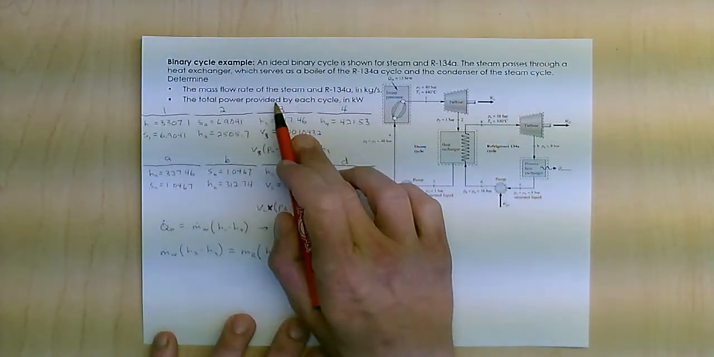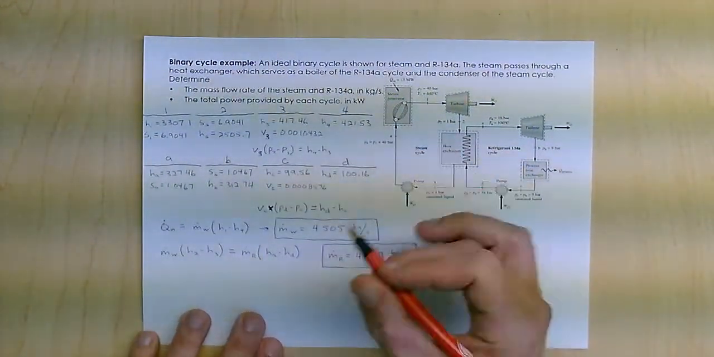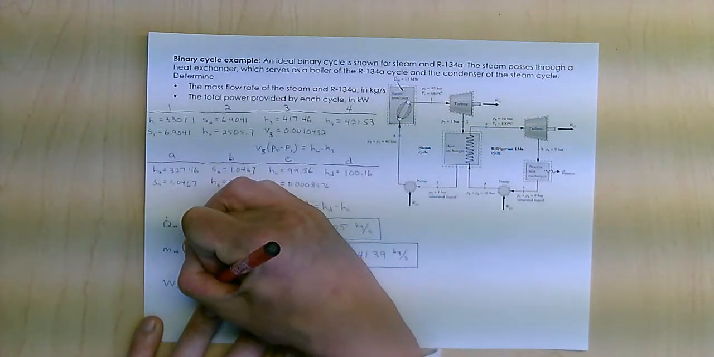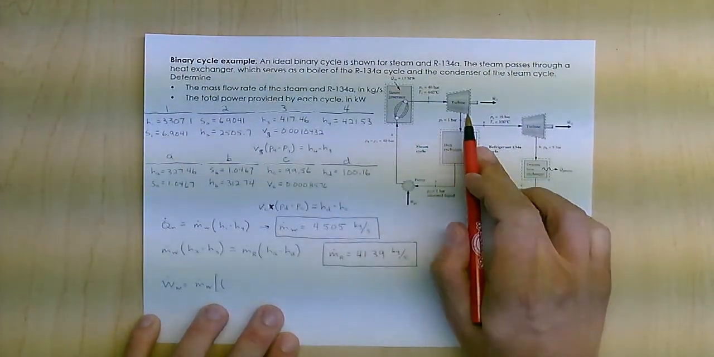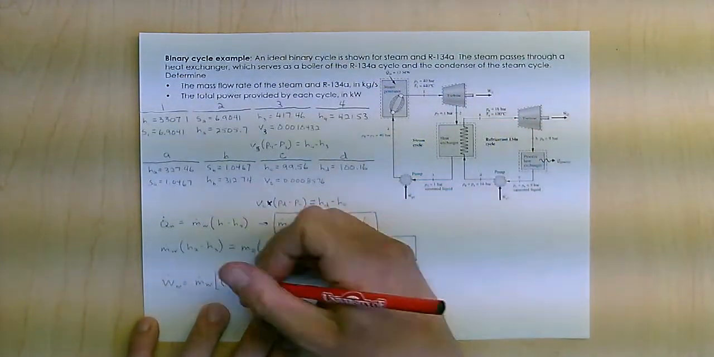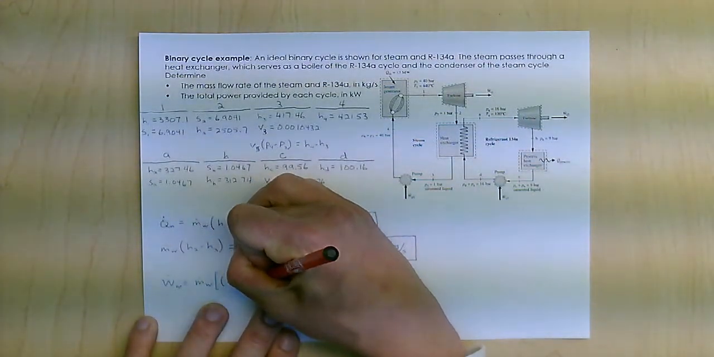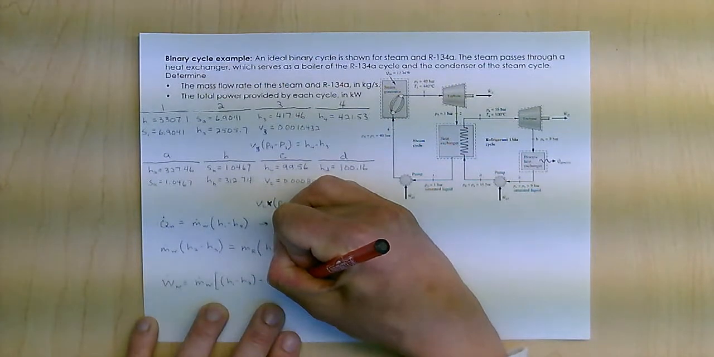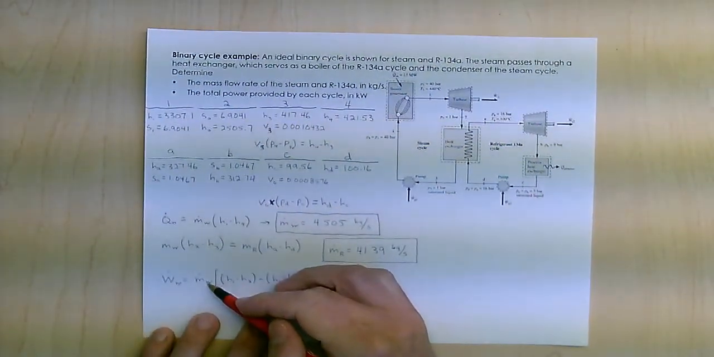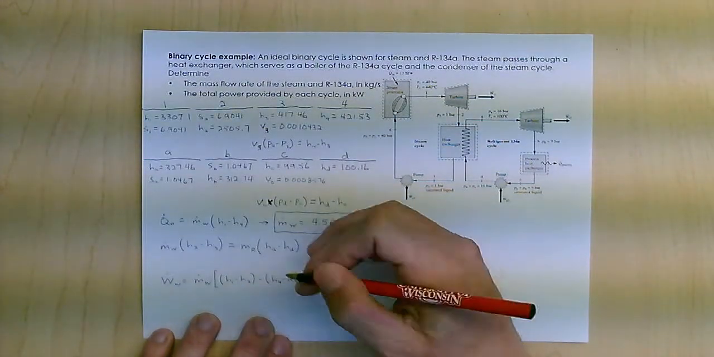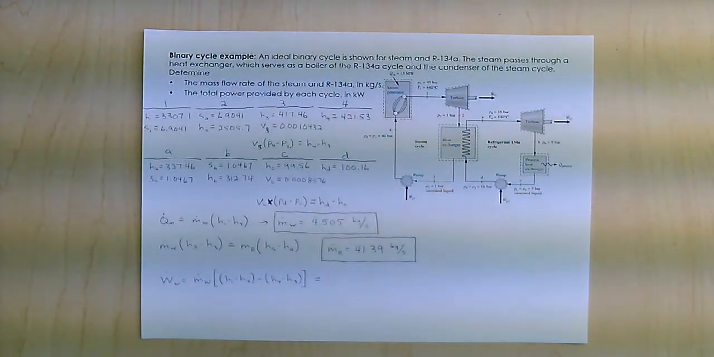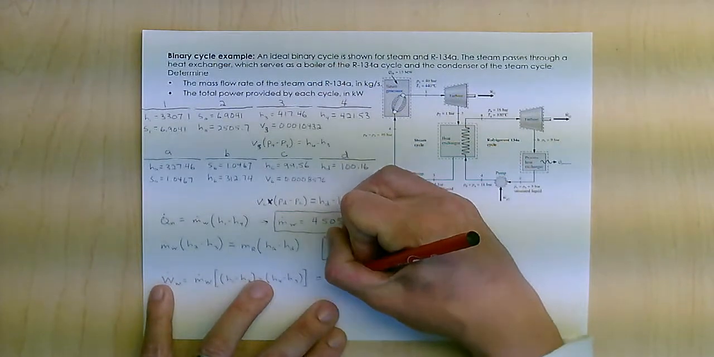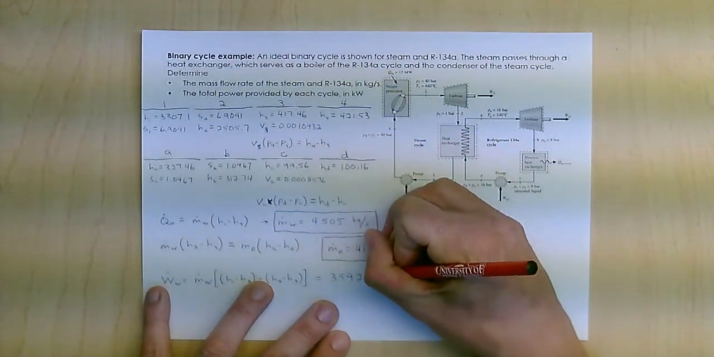Now that I have my mass flows, I can figure out the work of each cycle. I can find the work of the water, which is going to be the mass flow rate of the water that I just calculated, times the work of the turbine, H1 minus H2, minus the work of the pump, which is H4 minus H3. So that's the mass flow rate of the water, turbine minus pump. That gives me the work of the steam equal to 3,592 kilowatts.